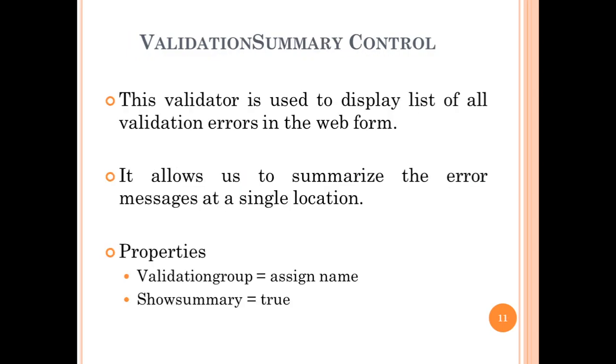And the last one is the validation summary, which is used to list all the validation errors in the web page. For that, you have to use the validation summary control. Here you have to fix two important properties for this control. The first one is validation group and then the show summary property. And these are all the important controls for validation.